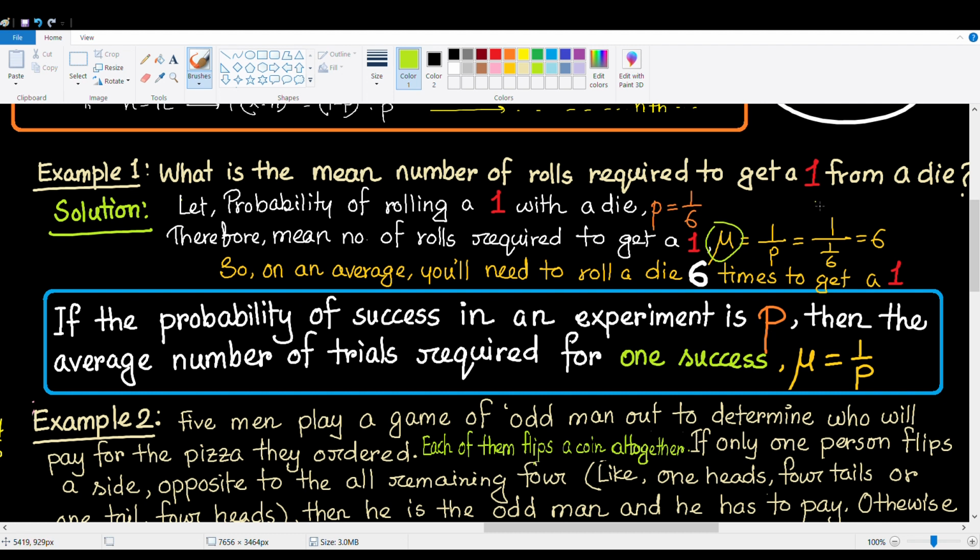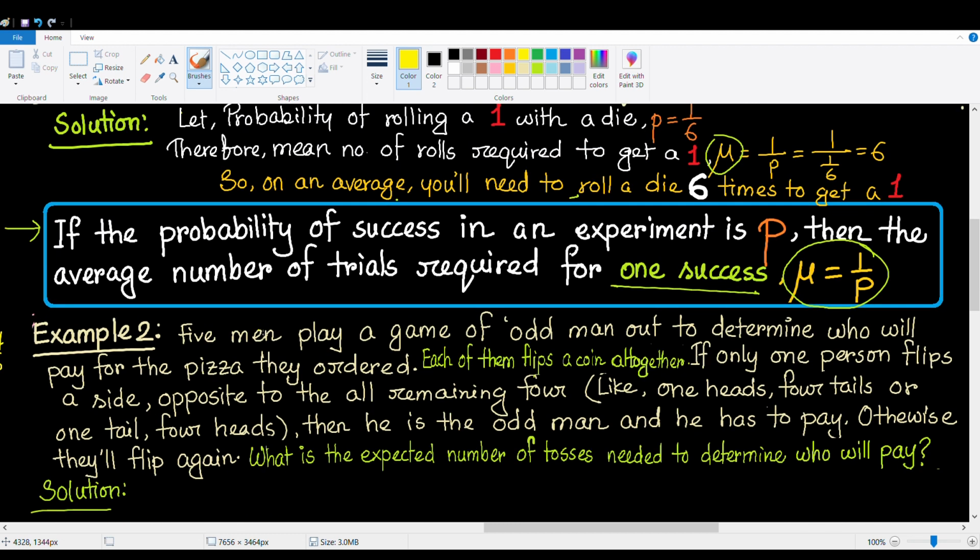equals 1 by p by our formula, and we just have explained it in a different manner. So equals 1 by 1 by 6, which is 6. That means on an average, you will need to roll a die 6 times to get a 1, right? So yeah, that's it. In the box, we explained the formula mu equals 1 by p. That means if the probability of success in an experiment is p, then the average number of trials required for one success would be 1 by p.